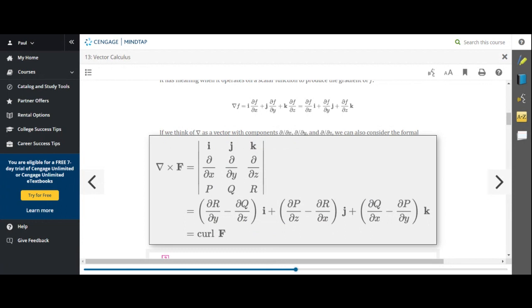And you've even seen it. You've seen it recently, but how many recall? Hey, that's how I compute the cross product of two vectors. I set up a determinant. Okay. Yes.